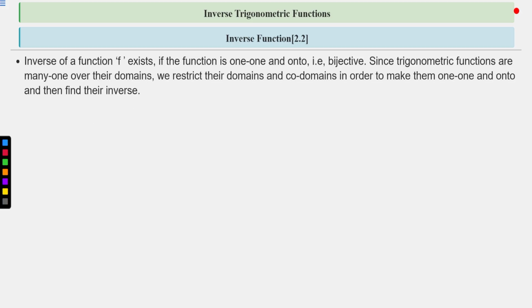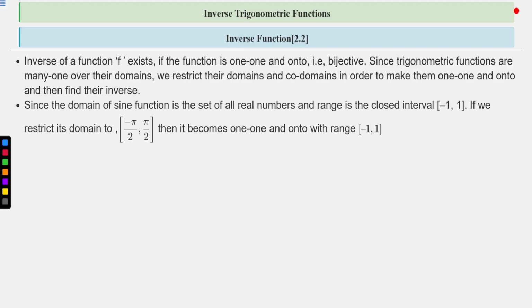Now, the inverse of a function f exists if the function is 1-1 and onto, that is bijective, right? For a function's inverse to exist, the function must be both 1-1 and onto, that is bijective. These trigonometric functions are many-one over their domain, right? Trigonometric functions are many-one in their domain. We restrict the domain and codomain in order to make them 1-1 and onto, and then find their inverse.